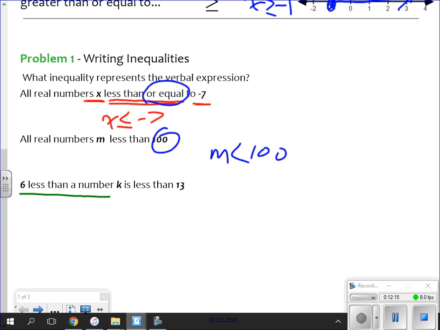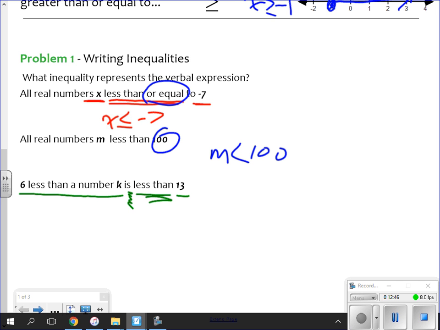6 less than the number k is... got to use your English skills on this one. Object, verb. Okay? So this is less than 13. So I have this object is less than that object. Okay? So I have 6 less than the number k.